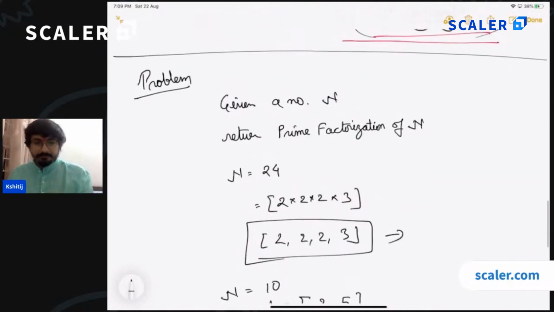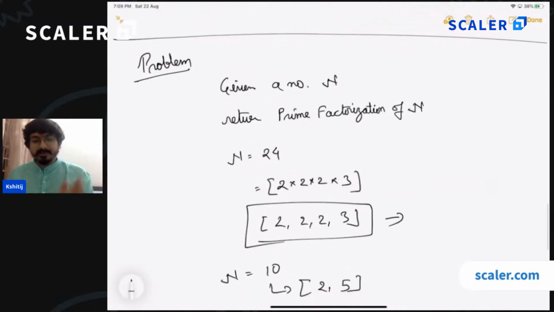Given a number n, you have to return the prime factorization of n. Prime factorization means you have to represent that number in terms of only prime numbers, and that is possible for each and every number, because any number either will be a prime number or a composite number. If it is a composite number, you can further divide it into prime numbers. For example, if n is 24, you can write it as 2, 2, 2 into 3.